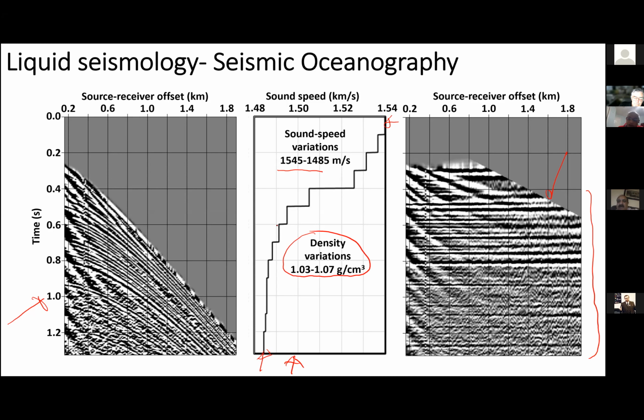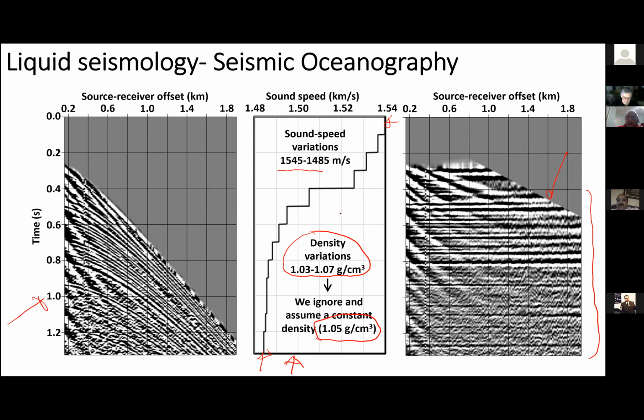So for the time being, I am going to say that density variations are not significant. They can be significant, but we are going to ignore it. We are going to just assume a constant density of seawater of 1.05 gram per cubic centimeter, and we are going to say that all these variations in amplitude on the seismic reflection data are caused by the velocity variation, the sound speed variations.